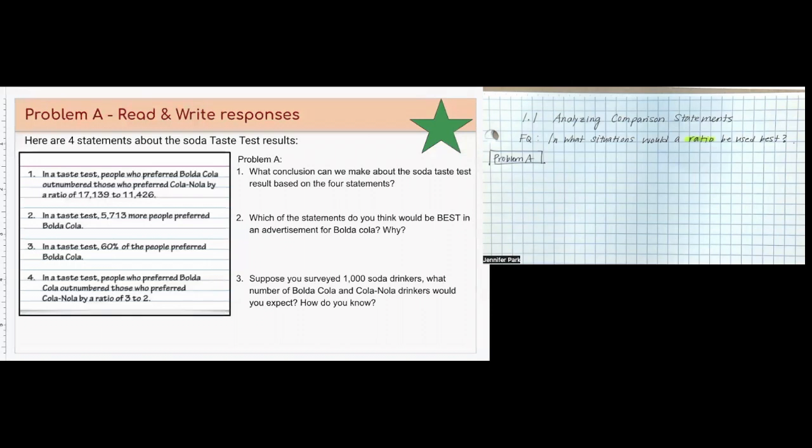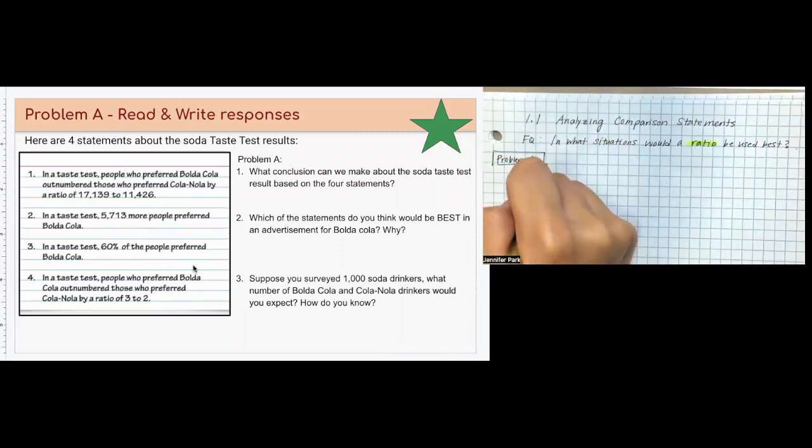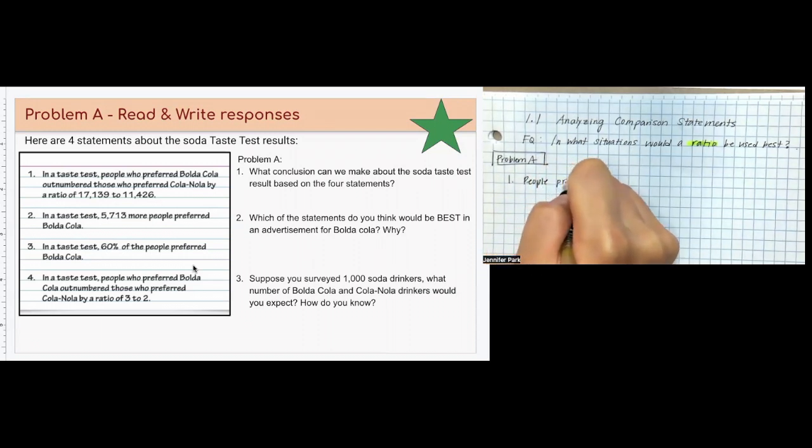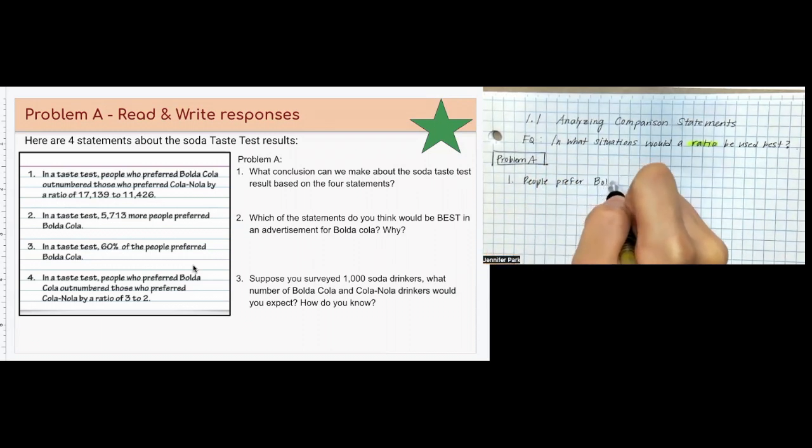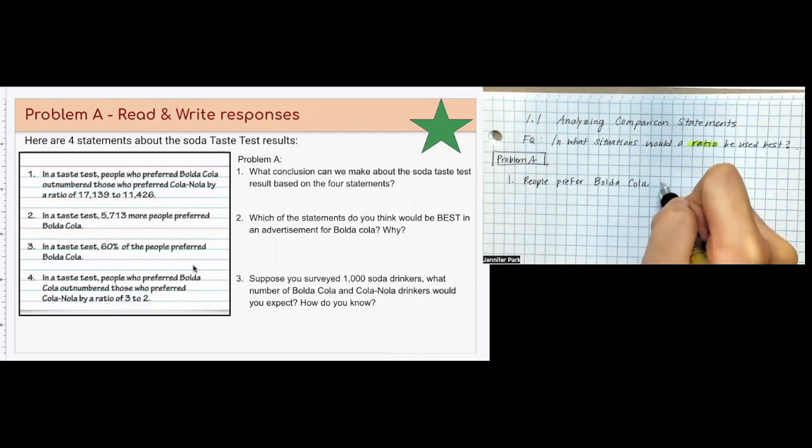All right, so now let's go over these 3 questions together. After reading the statement, question number 1: what conclusion can we make about the soda taste test result based on the 4 statements? Well, what is one conclusion we can come up with? All of these statements are saying the same thing, that people preferred Bola Cola more than Cola Nula. Let's write: people prefer Bola Cola. Or we could say more people prefer Bola Cola.